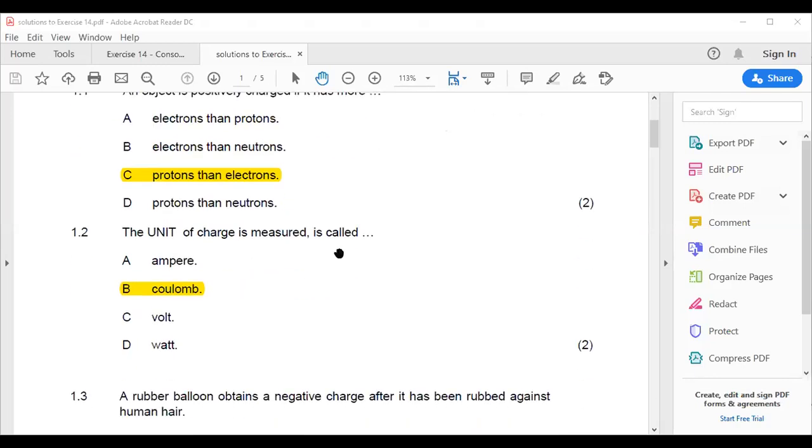The unit of charge measured is called... this sentence here doesn't sound right somewhere. But the unit of charge, what do we use for unit of charge? We use coulombs. So the correct answer there is B. Ampere is for current, volt is for voltage, watt is for power.